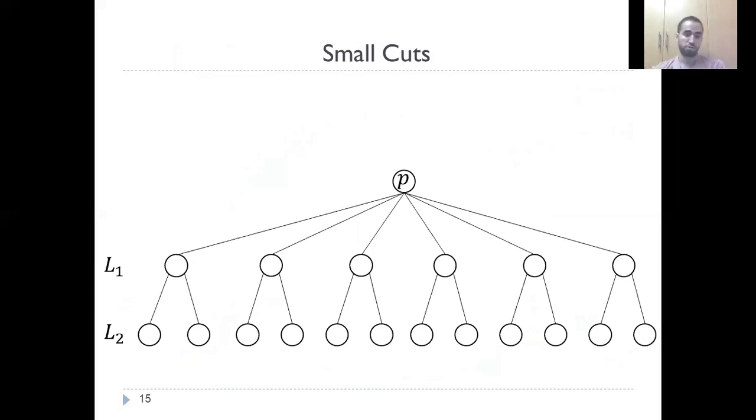We have many triplets of nodes. Each triplet has the father, which is connected directly to P, and two children that are in L2. The father is in L1. Now, the Gomory-Hu algorithm on this graph will not really work very well, because each time we pick a node from L1 or L2, we're going to get rid of at most three nodes from the big supernode that we begin with. And so we would need to apply omega n applications of maximum flow in order to finish working on that tree, which is too much for us.